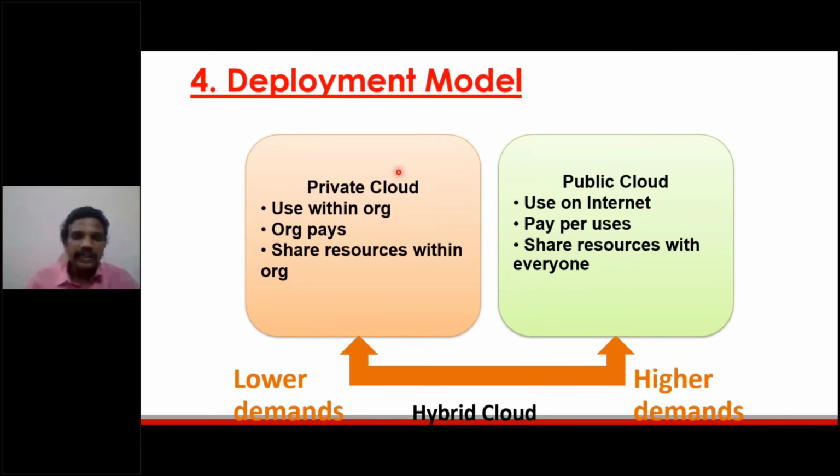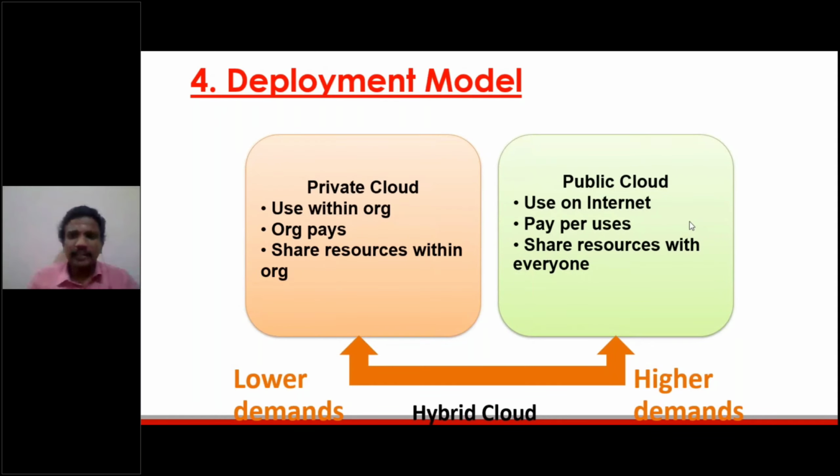Models. The first one will be called private cloud. The second one will be named public cloud. The combination of both will be called hybrid cloud. Private cloud is used within your organization. You are purchasing your own servers, then you are creating a data center, a data service. So that will be called a private cloud service.